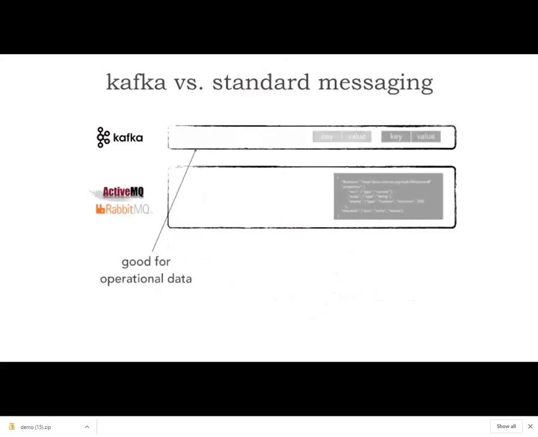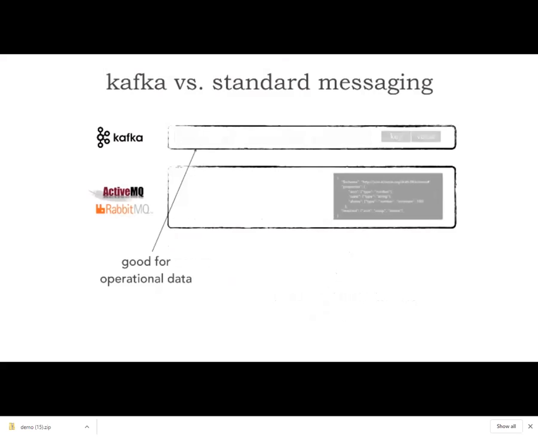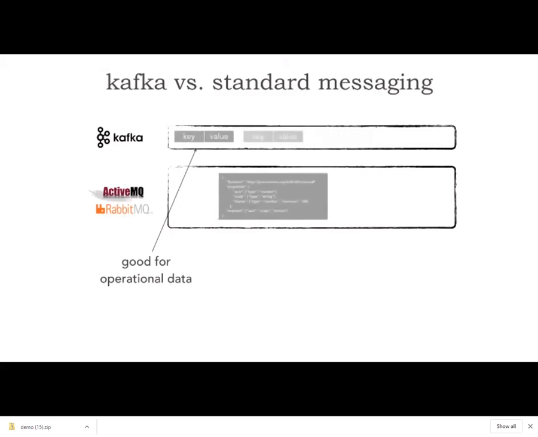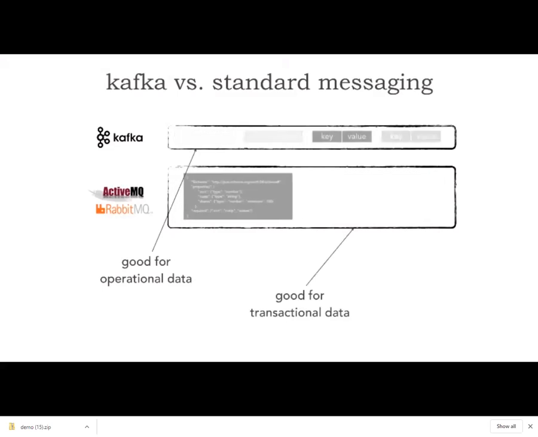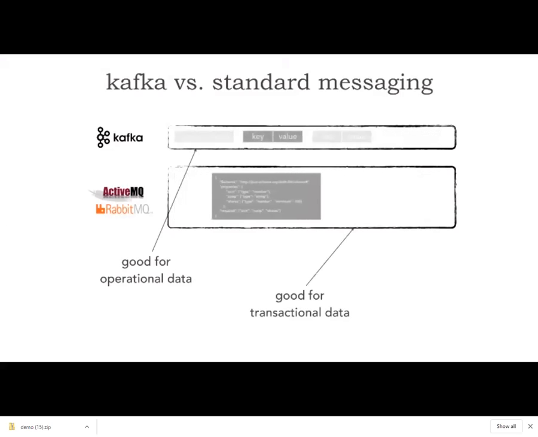Now, the other thing is just the usage of data. Kafka is really good for what I like to call operational data. This is data that is about the operations of your system. In other words, metrics data, different kinds of auditing, logging, uptime metrics, these kinds of things that tell us about the health and activities going on within the system. However, regular standard messaging is good for transactional data. And what I mean by transactional data, these are our user requests. In other words, the creation of an order, the placing of an order, the validation of a trade. These are the types of things that are transactional in nature.